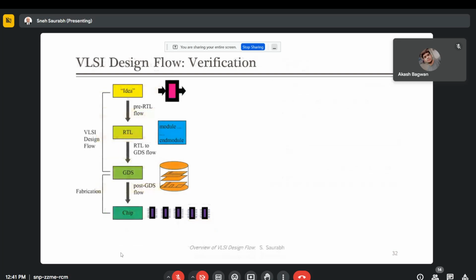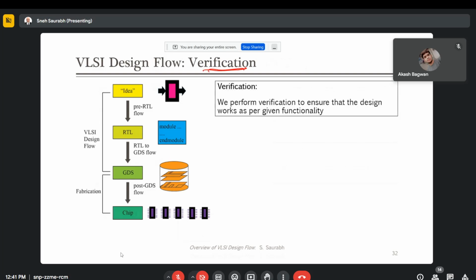Right. Now, a few more important things that must be noted here: design is one part, design implementation is one part. The other very important part is verification, right? The verification we need to perform is to ensure that the design works as per the given functionality, right? So functionality should be there, and various other constraints must be met. So we need to verify those things, right? The implementation tool will implement it, but the verification tool must also be invoked, and verification must also be done on our design, right?